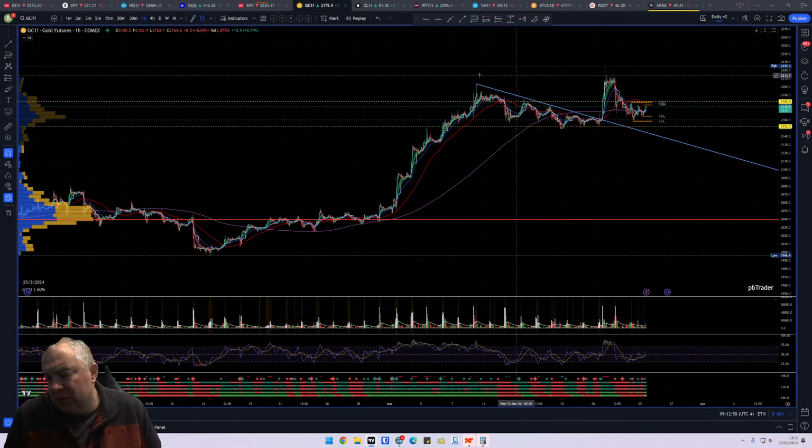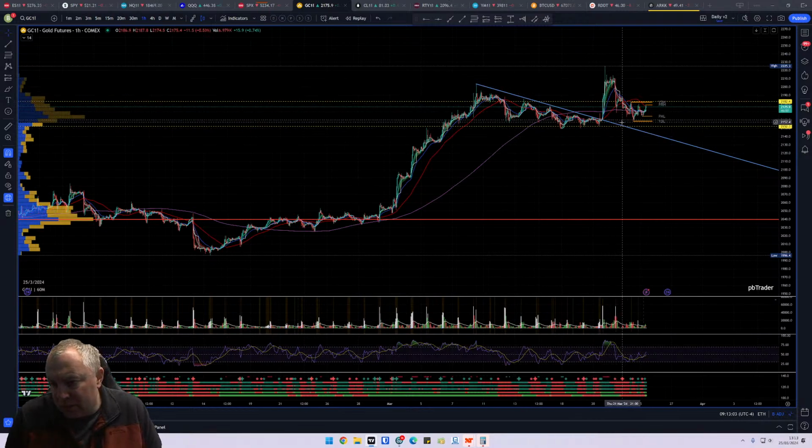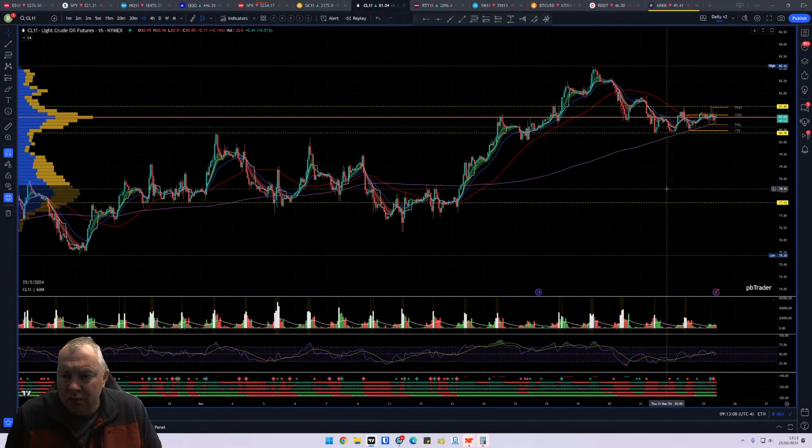How about that for a decent break above? Didn't really come back for the retest. The retest has been great, back down on that trend line. Next is crude oil.